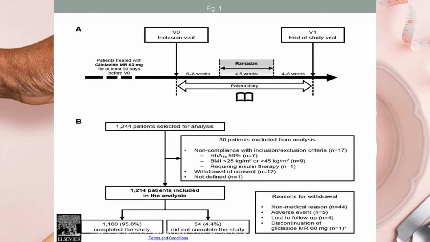This is quite a busy slide, but it's just summarizing what I just said. If you look at V0, it was the first visit, and they selected patients who were on gliclazide MR, either in combination or alone, and had received it for at least 90 days. And there was a run-in period, about 6 to 8 weeks, where they made sure that those treatments continued. And then during Ramadan, 4 weeks, and then they came back after that for certain parameters to be measured. But of course, the patient had a diary to record any adverse events that they saw.